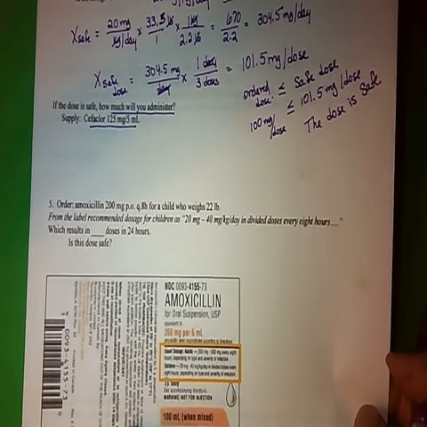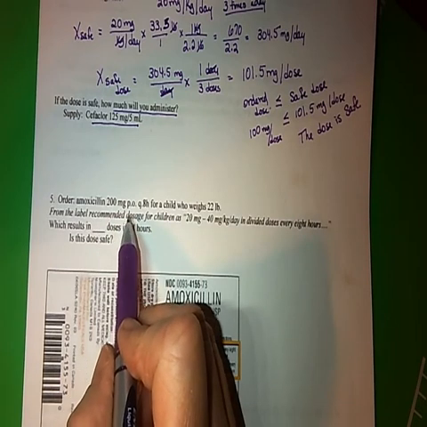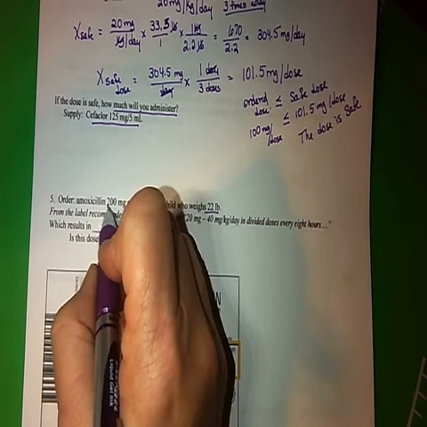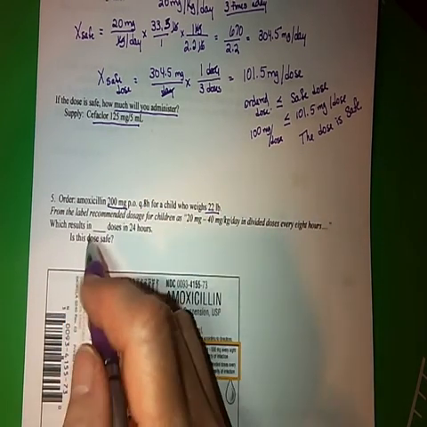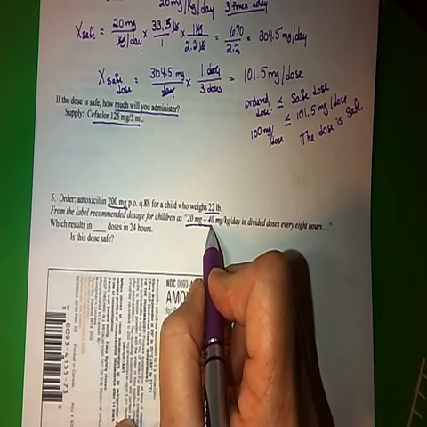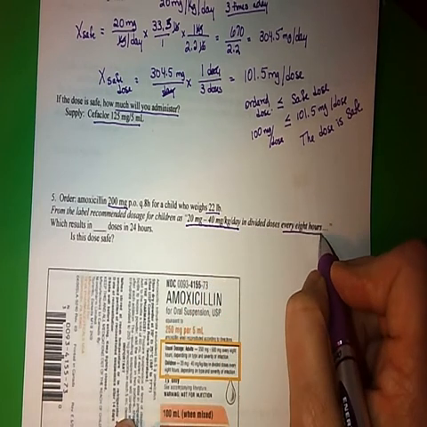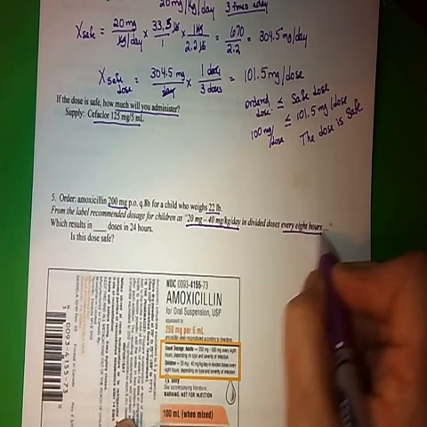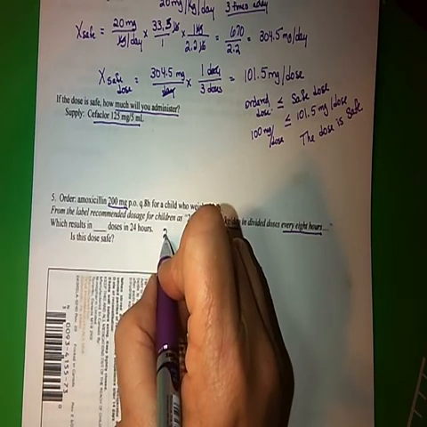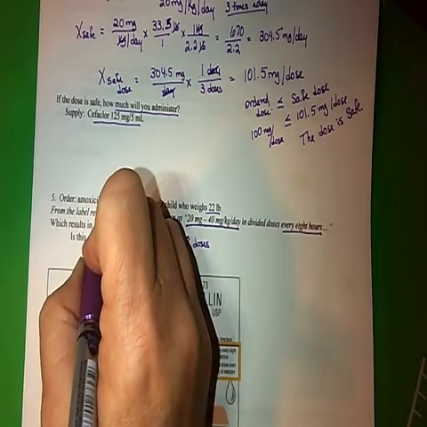Alright, let's look at number 5. We have an order, amoxicillin, 200 milligrams by mouth every 8 hours for a child who weighs 22 pounds. From the label, the recommended dosage for children is 20 milligrams to 40 milligrams per kilogram per day in divided doses every 8 hours. Every 8 hours results in how many doses in 24 hours? You take 24 divided by 8, you get 3 doses in 24 hours.